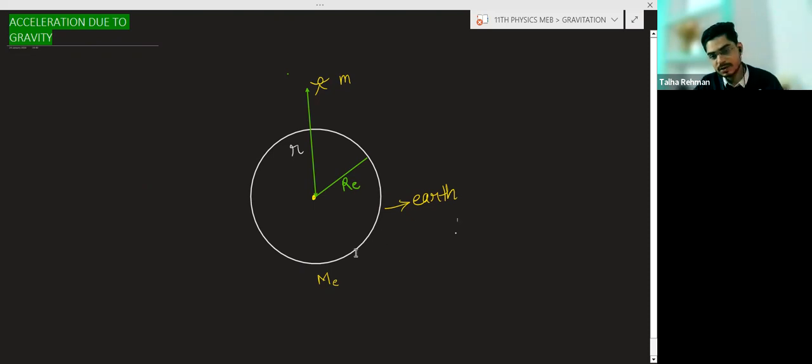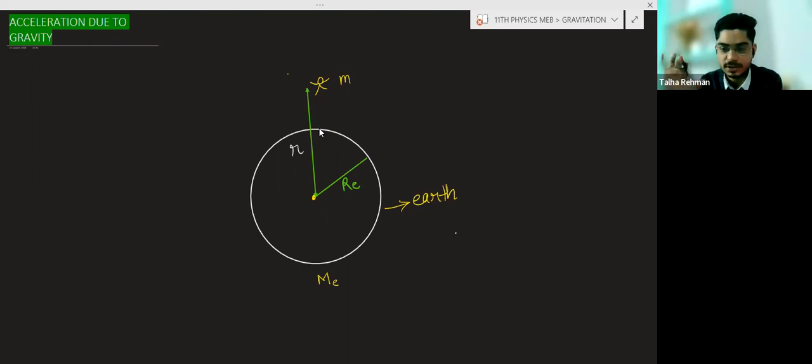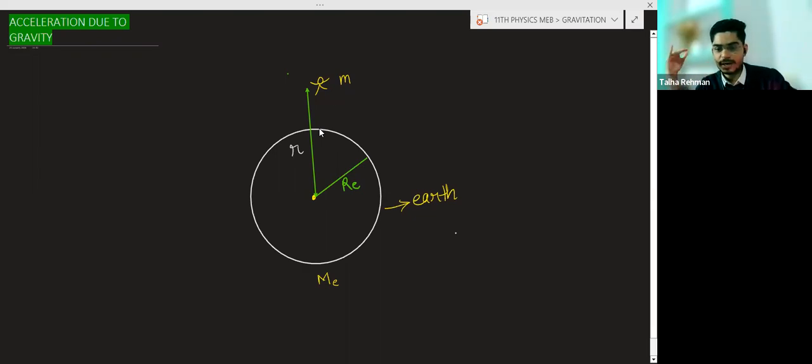Okay. Suppose ME is the mass of the earth, RE is the radius of the earth, and here is a person. This is the surface of the earth. Right now we are at the surface of the earth. Now I am giving one example. Suppose in movies we have seen Iron Man and Superman. They fly. When they are flying, they are not on the surface, they are above the surface.